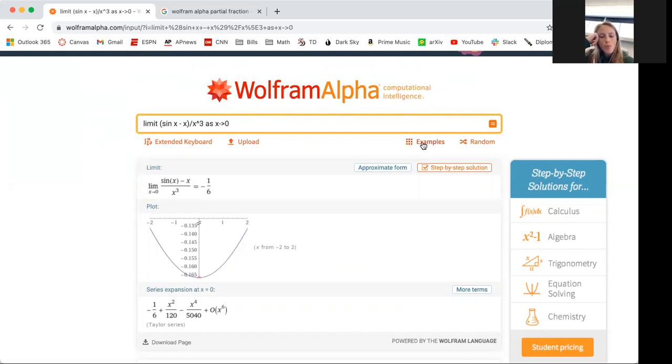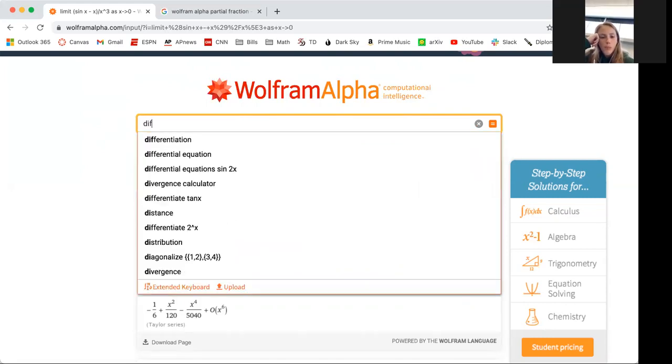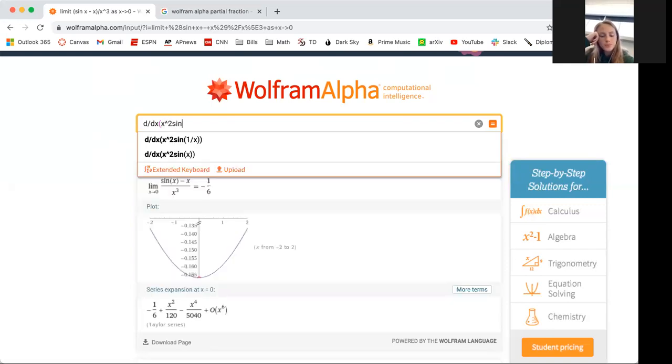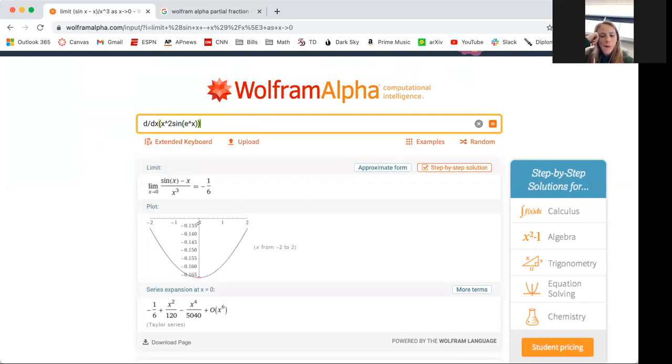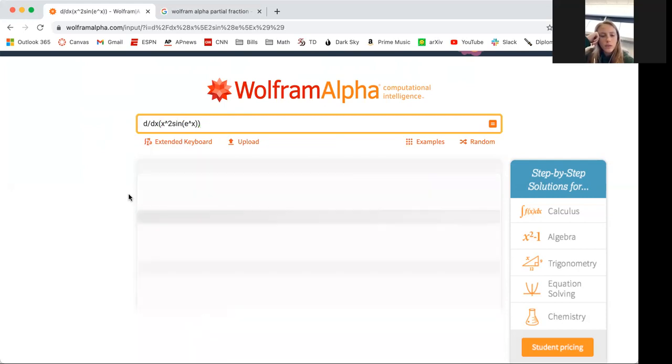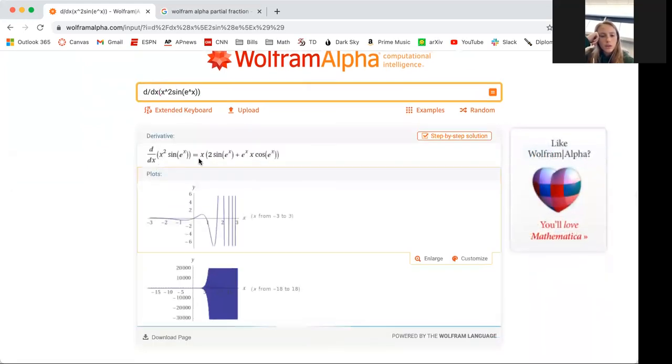If you go back to that place, it also has some derivative examples, and there are a couple of ways of entering that. You could write differentiate, or you could write d dx, and if we try to take the derivative of x squared sine of e to the x, so some big chain rule and product rule problem, it'll do this all for us and give us the graph.